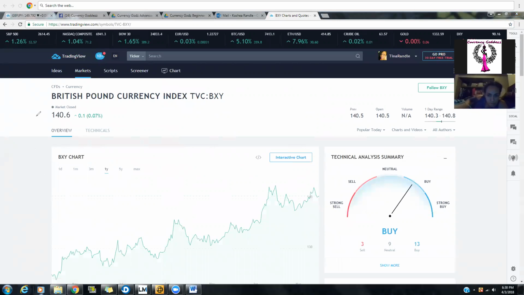Okay, so the information that you want to take note of is going to be right here. You have your name, the actual value of their currency. So 1 British pound is like 140.6. And then you have your percentages. This is the part that's most important to you. So you do want to take note of that.